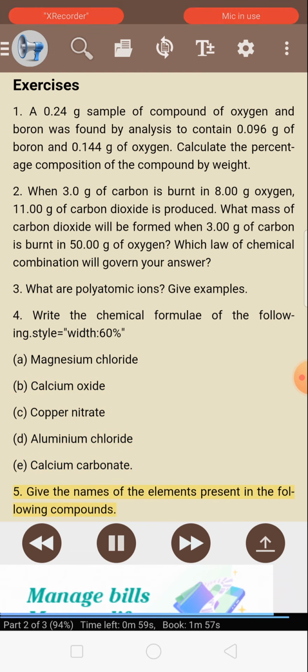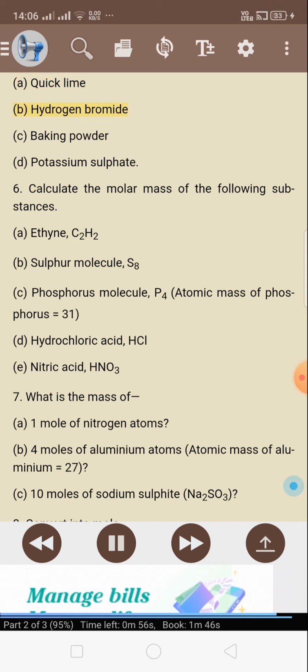5. Give the names of the elements present in the following compounds. A. Quick lime. B. Hydrogen bromide. C. Baking powder. D. Potassium sulfate. 6. Calculate the molar mass of the following substances. A. Ethyne, C2H2. B. Sulfur molecule, S8. C. Phosphorus molecule, P4. Atomic mass of phosphorus equals 31. D. Hydrochloric acid, HCl. E. Nitric acid, HNO3.